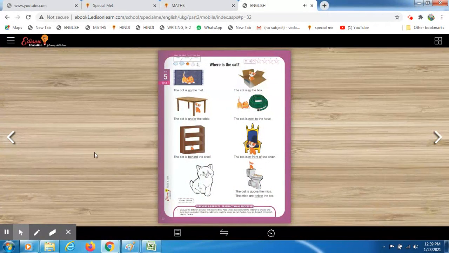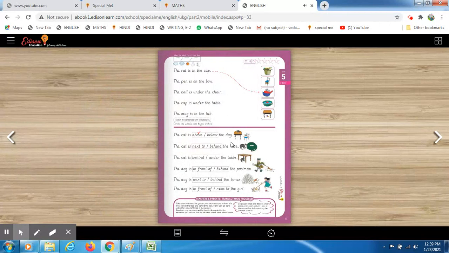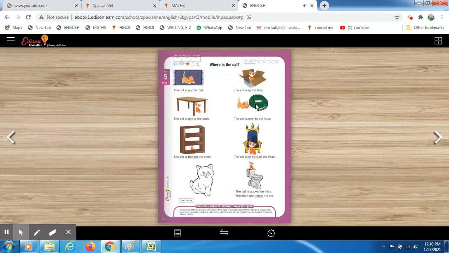Okay students, first of all, we will do this worksheet. You come to know about the meaning of on, in, which we did previously, right? We revise all these terms: on, in, under, next to, behind. We revise these terms because we do it in our spoken English class, right? And after that, we do a worksheet related to these. Fine. So you have to turn your page and come to this page.